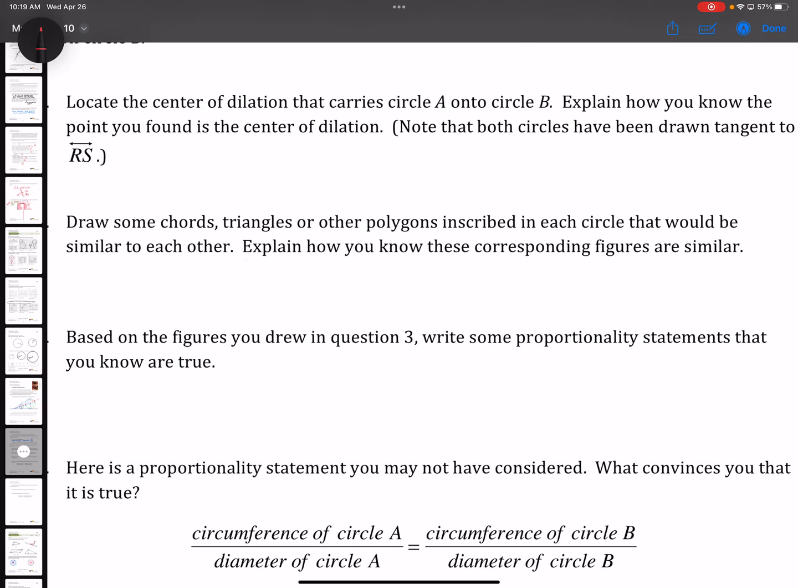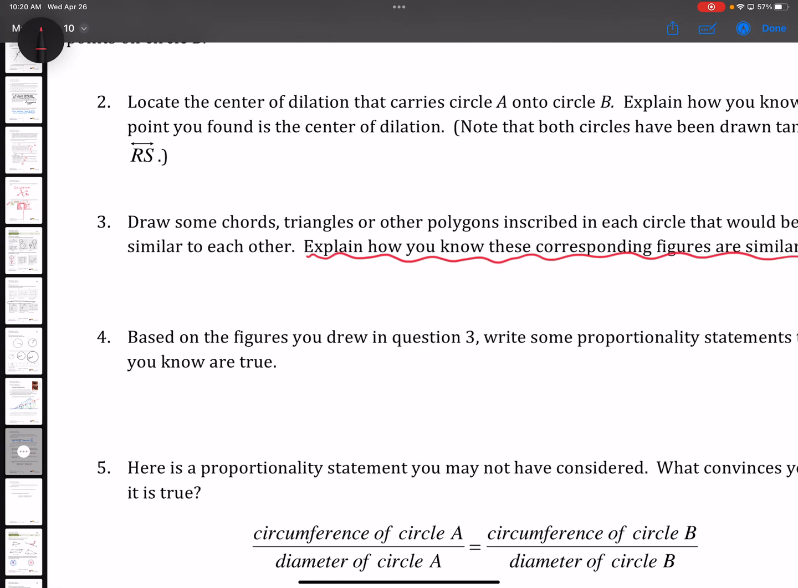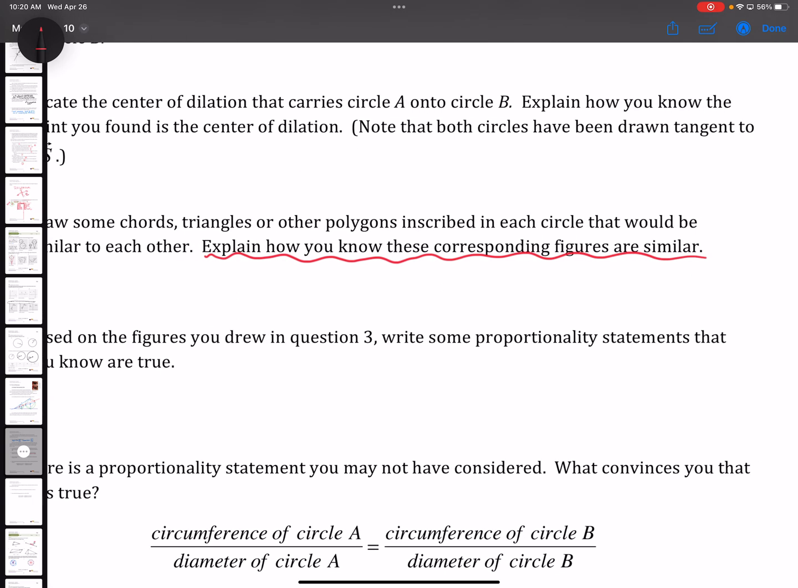So here's the key right here. Did you draw those on your papers, first of all? Okay, great. So the thing that we need to do under question 3 is we need to explain how we know that they're similar. Now, I've said it a couple of times, so I want you guys to use your words to then also state it. What do you think? What do you think about that?